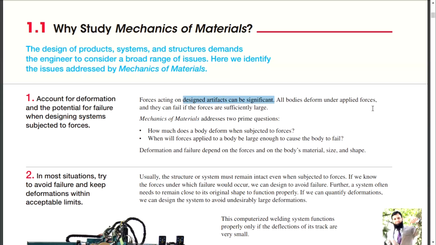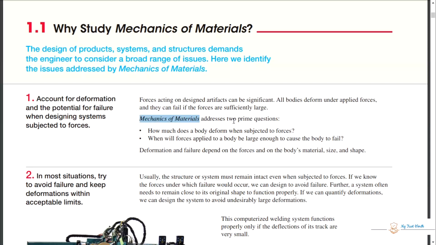All bodies deform under applied forces. This is for sure. Even if it cannot be seen visually, it can be felt by sensors like strain gauges. So the visibility of deformation is not important. What is important is that deformation is there, and all bodies deform, no matter how stiff the members are, even when no deformation is seen. And they can fail. If deformation is excessive, or if the forces are significantly large, they will fail.